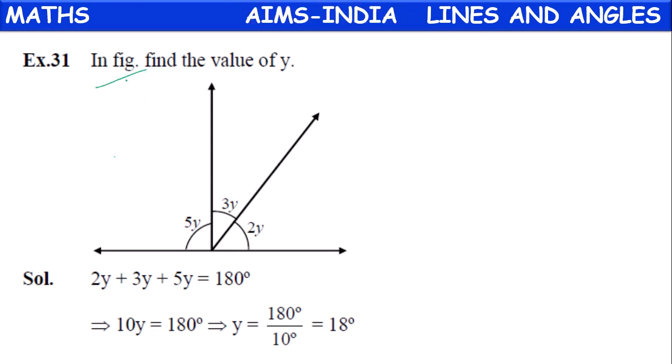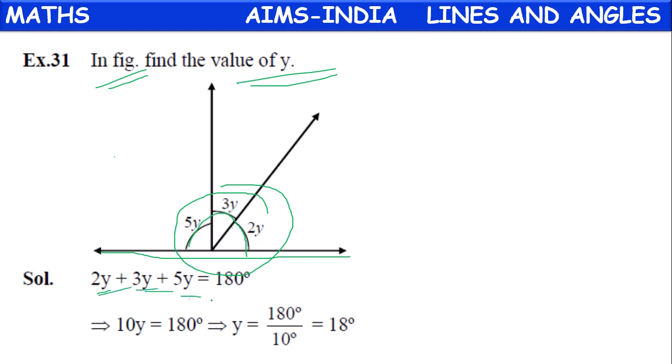Next one. In the figure, find the value of y. So this is the line. Same side of the line, all angles will be equal to 180. So 2y plus 3y plus 5y equals 180. So 10y equals 180. So y equals 180 by 10, that equals 18 degrees.